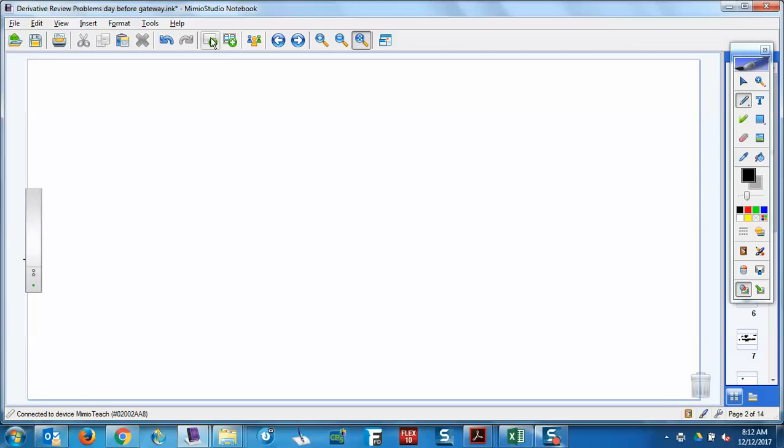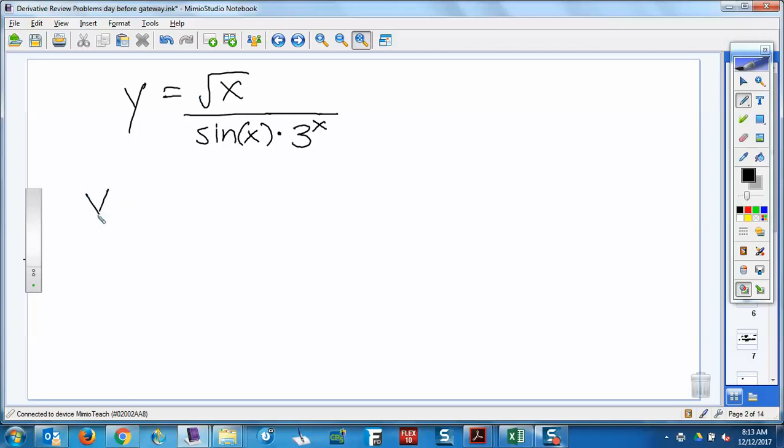I did one on mine that was square root of x over sine x times 3 to the x. Okay, there's a good one too. You just got a kind of combo of product quotient. So let's look at that.